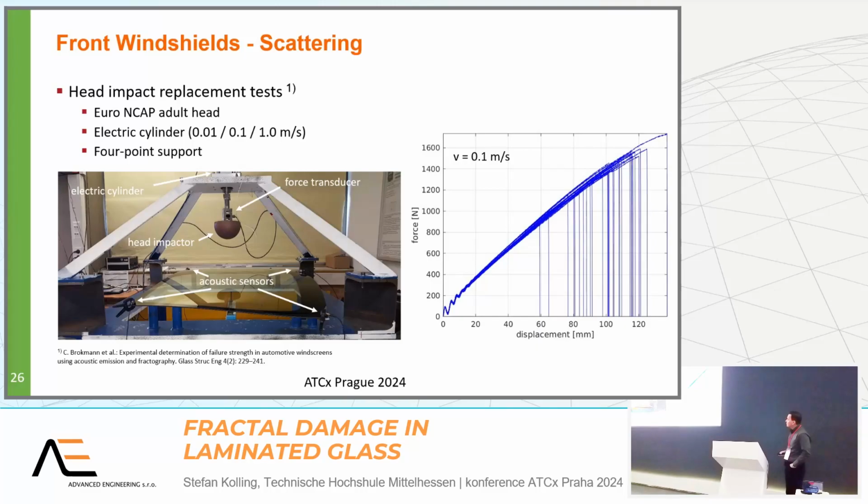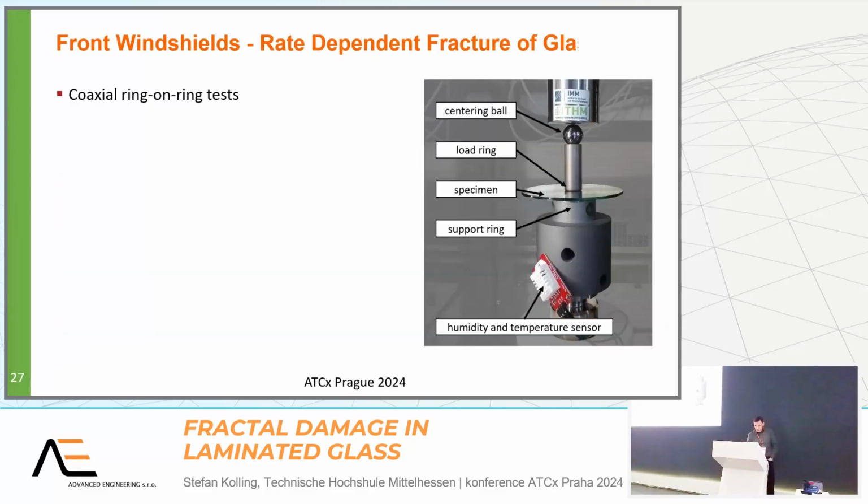So force over displacement, and the force over displacement curve is very nice, reproducible, but not the fracture. The fracture can be seen here. It goes from nearly 60 to 120 millimeters. So in the next step, we made some ring-on-ring tests.